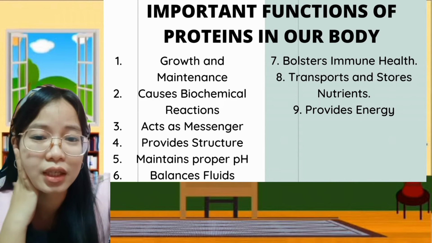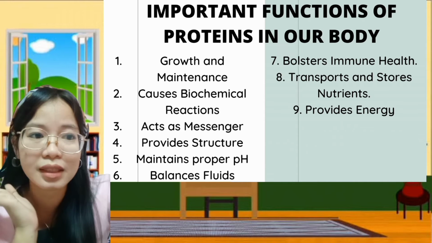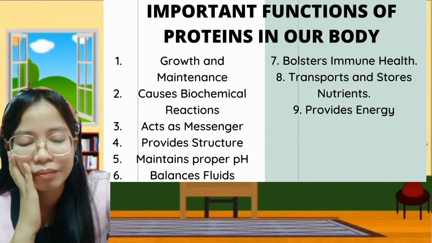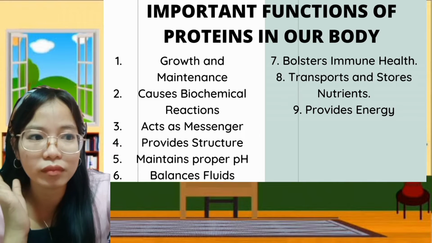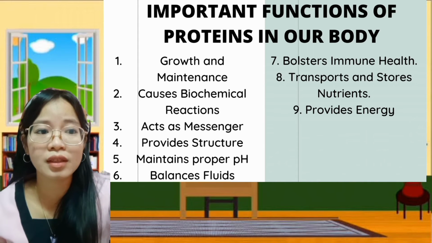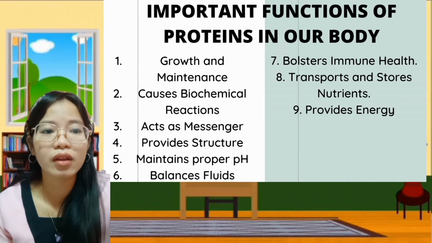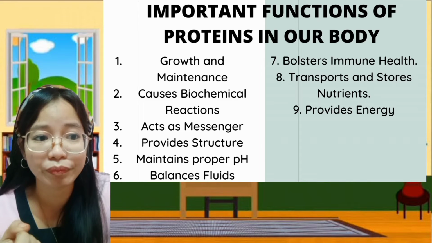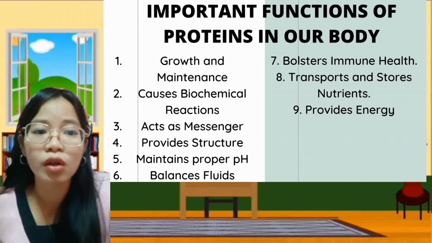So, mga example niyan is yung hemoglobin. So, yung hemoglobin is protein siya na nagdadala ng oxygen from your lungs to your body tissues. And then yung glucose transporters, ito yung nagmo-move ng glucose to your cells.